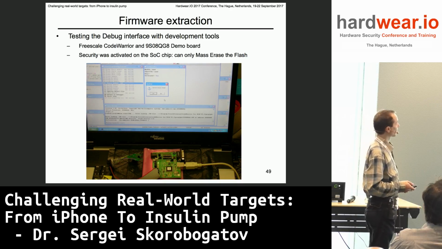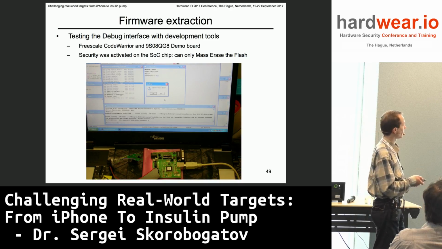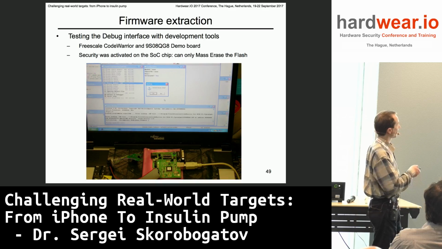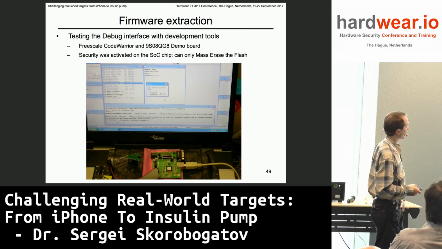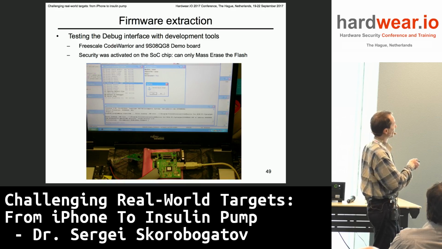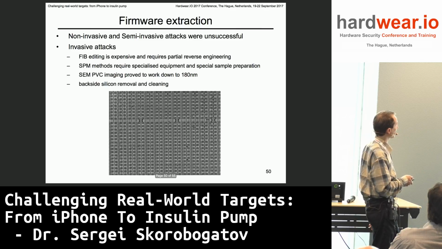And next, I tried to access the firmware by hooking the ports to the development tools, and it wasn't surprising that the tool came up with the message that the device is secured. That was well expected, and the only option you have is to mass erase the flash, and only after that you can reprogram it.